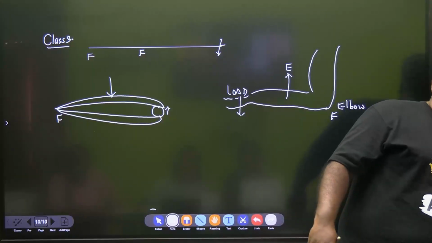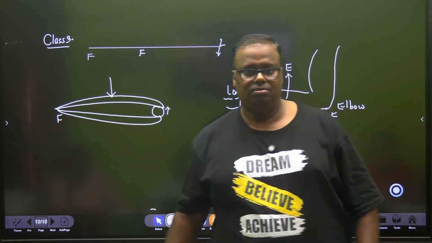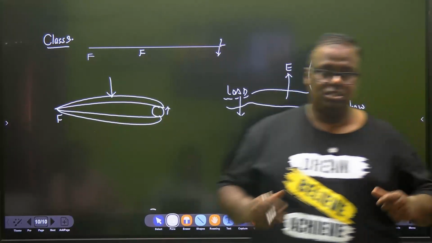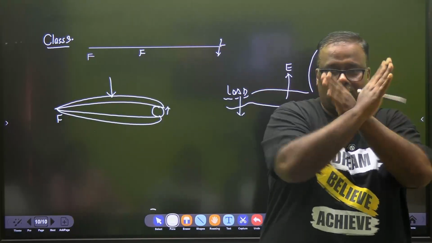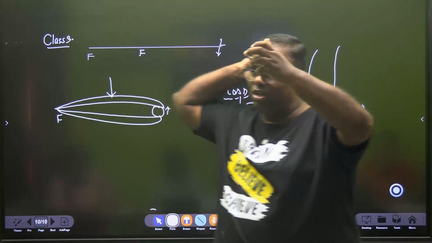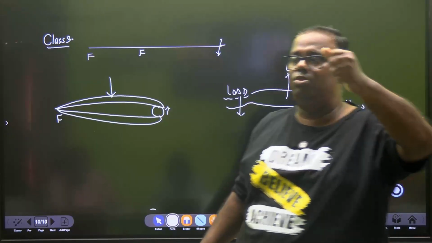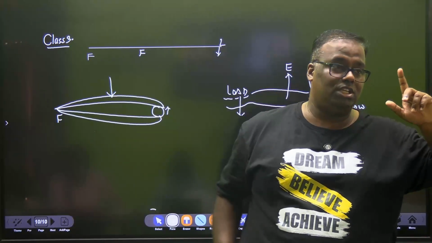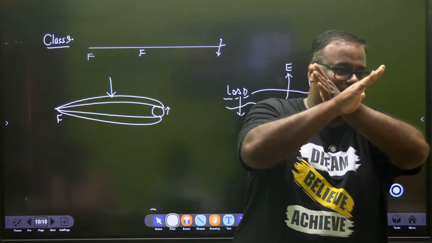Sir, can you give some example? Tweezer, forceps, not tongs. Tongs have a crossover. Wherever you have a crossover, like typically we have that kitchen tong. Have you seen the kitchen tong with which you take out things? Kitchen tong is not a class 3 lever because in kitchen tong, the fulcrum is in between.